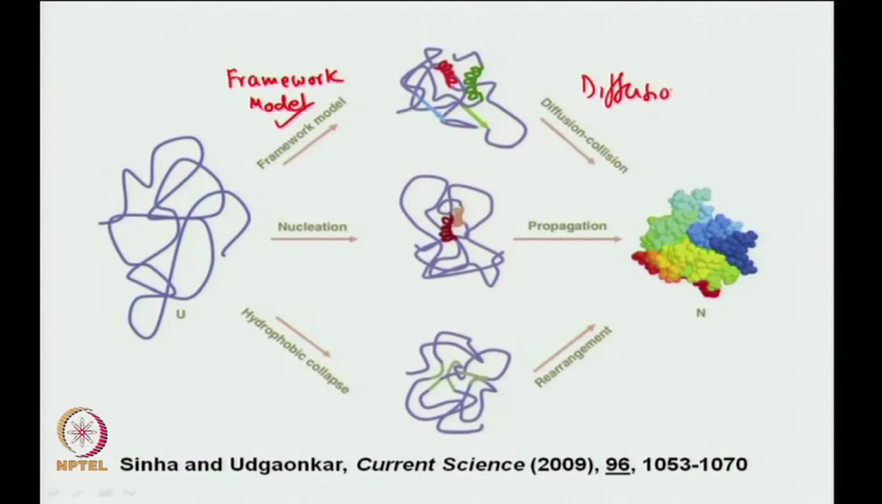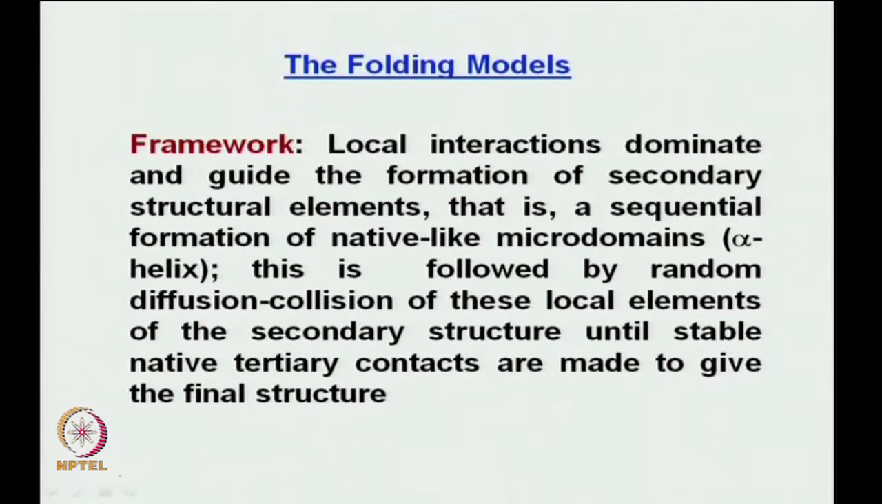So, diffusion and collision with each other to give you the final native state N. So, that is your framework model. Okay. So, let me now actually give you the definition of this. The framework model says the local interactions dominate and guide the formation of secondary structural elements, that is a sequential formation of native-like microdomains. This is followed by a random diffusion collision of these local elements of the secondary structure until stable native tertiary contacts are made to give the final structure.